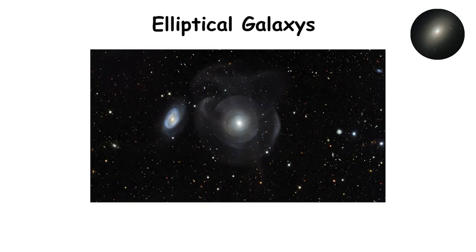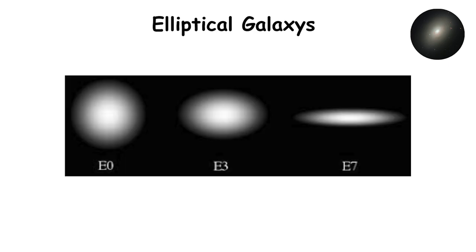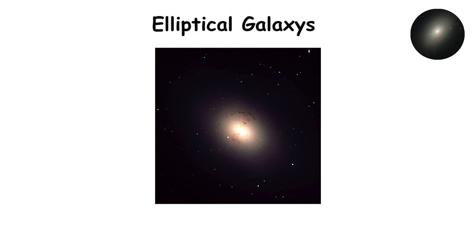Inside them, stars move in random, chaotic orbits rather than the neat, organized rotation seen in spirals, suggesting a violent history of collisions. Astronomers classify them on a scale from E0, perfectly round, to E7, highly stretched, reflecting their varied shapes. Despite their size, elliptical galaxies seem to have less dark matter than expected, leaving scientists puzzled over how their stars move so fast without it. These galaxies are fascinating relics of cosmic evolution.